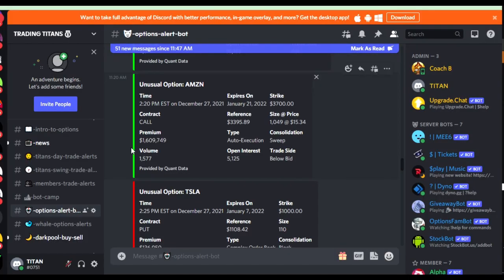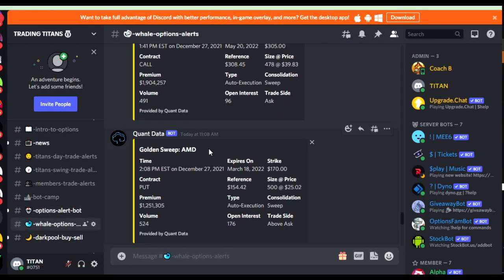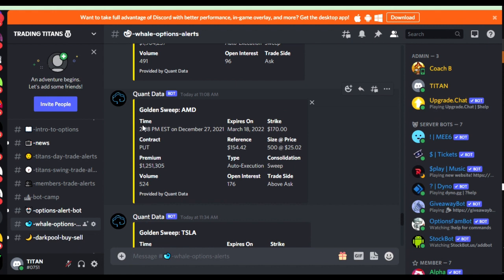But later on towards market close, there was an alert saying someone's doing a put on AMD, 170 strike, at 154.42, and they're doing above the ask and sweep. So this is telling me that you might want to get out of AMD. So does the bot alert when to get out of trades? Yes and kind of no.